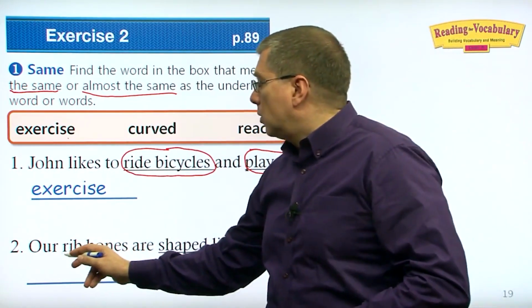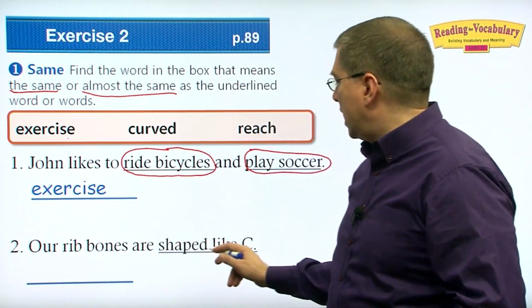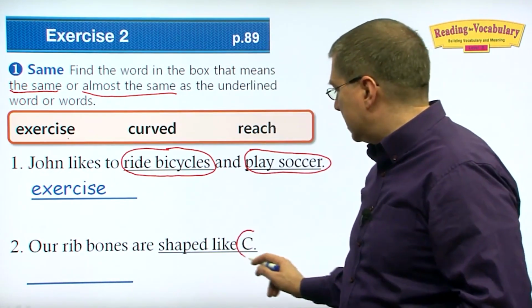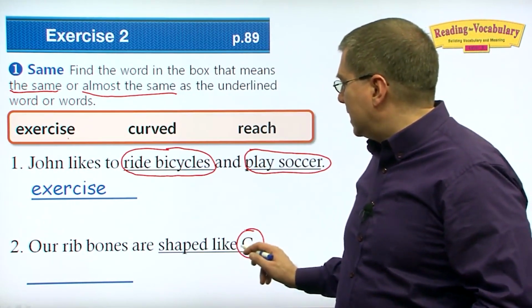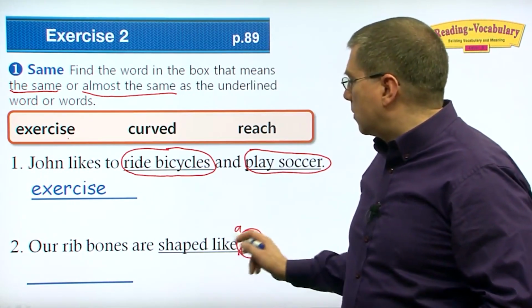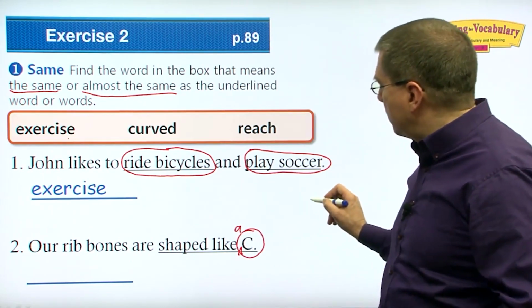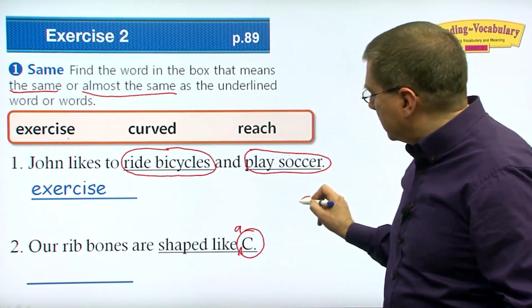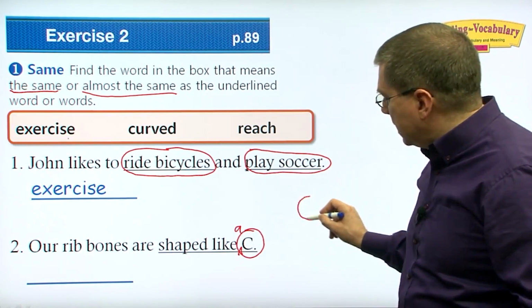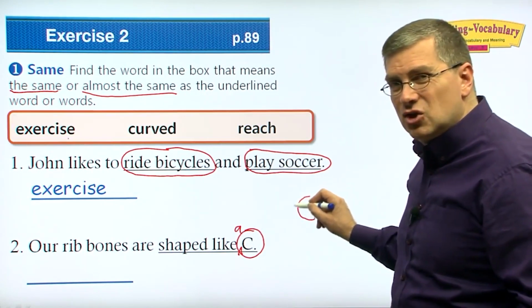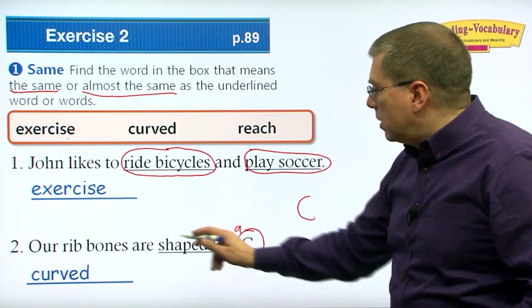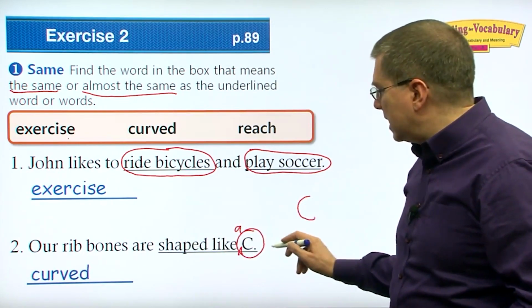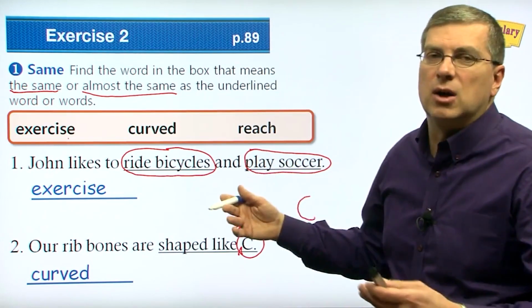2. Our rib bones are shaped like C. Like C, like what? Like a C. In other words, if you look at a rib bone, and you look at the letter C, it's like this. So it's not a straight shape, right? What is it? It's a curved shape. Our rib bones are shaped like a C, or like the letter C.